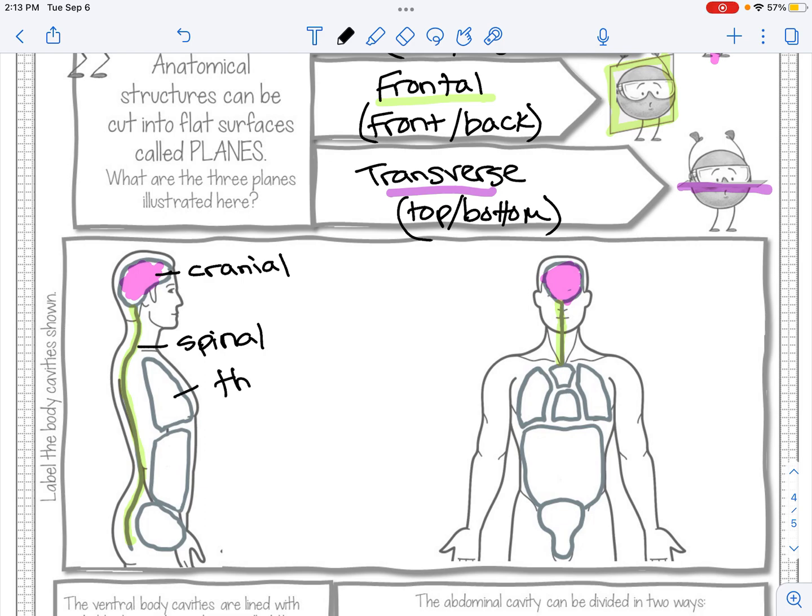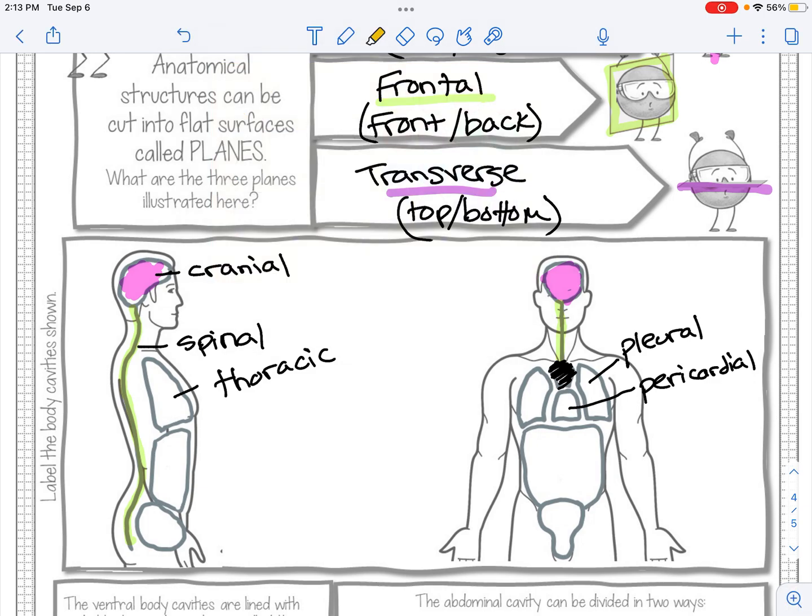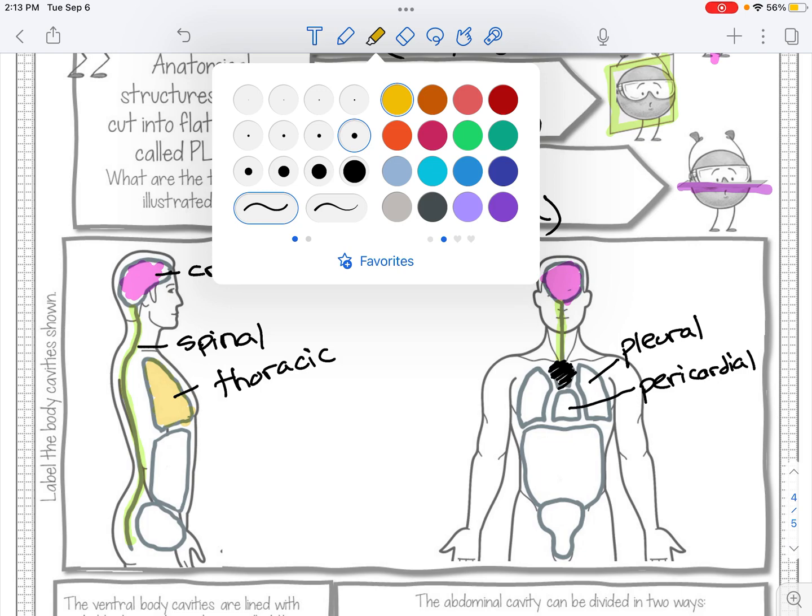So let's say thoracic. This cavity up here, you don't really need to know that, so I'm just going to pretend it's not there. These are pleural, your lungs, and then there's pericardium, which is the heart. Hang on a second, let me come back through here. Let's say your thoracic includes all these smaller parts that are on the other picture. It just only says thoracic on one, and then it gets more specific.